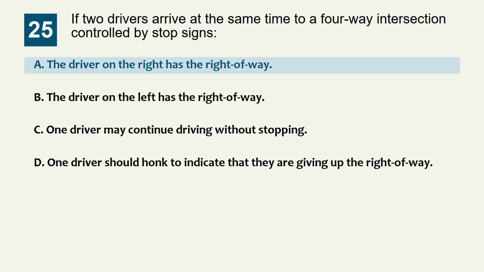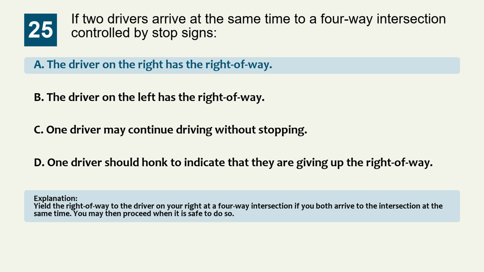The correct answer is option A. The driver on the right has the right-of-way. Explanation: yield the right-of-way to the driver on your right at a four-way intersection if you both arrive at the intersection at the same time. You may then proceed when it is safe to do so.